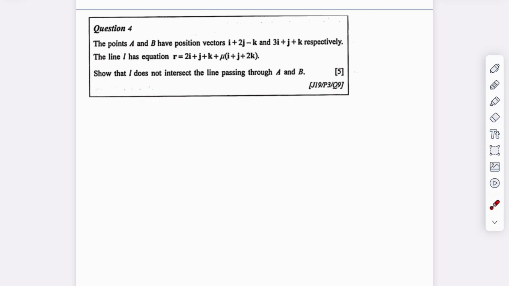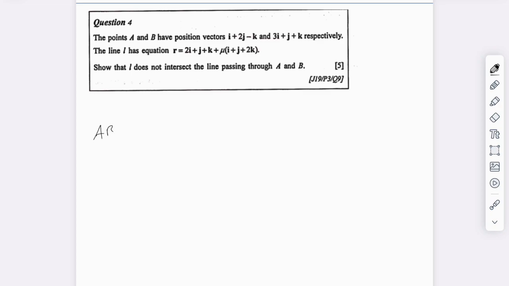So what we've got is, okay, the points A and B have position vectors 1, 2, negative 1 and 3, 1, 1, and the line L has the following equation. Show that the line L does not intersect the line passing through A and B. Okay, so what do they want us to do here? Well, first off, you actually have to establish what the line AB represents. So AB can be defined as the following.